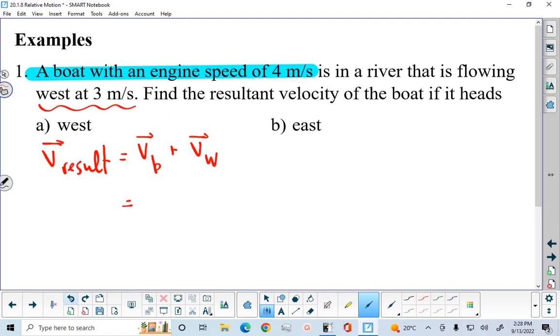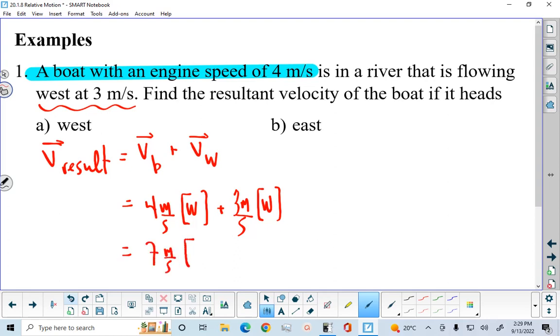The velocity of the boat in still water is 4 meters per second, and it's pointed west, plus the velocity of the water, while the river is flowing at 3 meters per second, and it's flowing west, which means that the resultant velocity of the boat is 7 meters per second west. What if the boat is pointing east? Well, we still use this same thing. You can write it down again if you like. You don't have to.